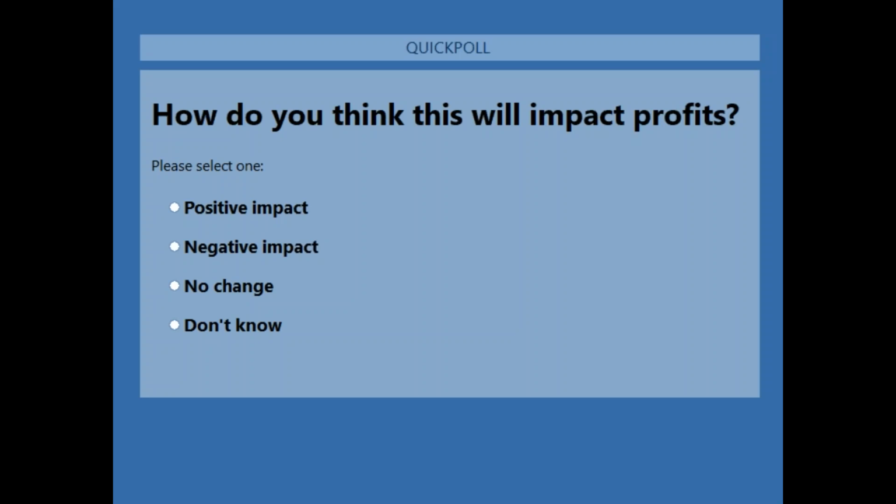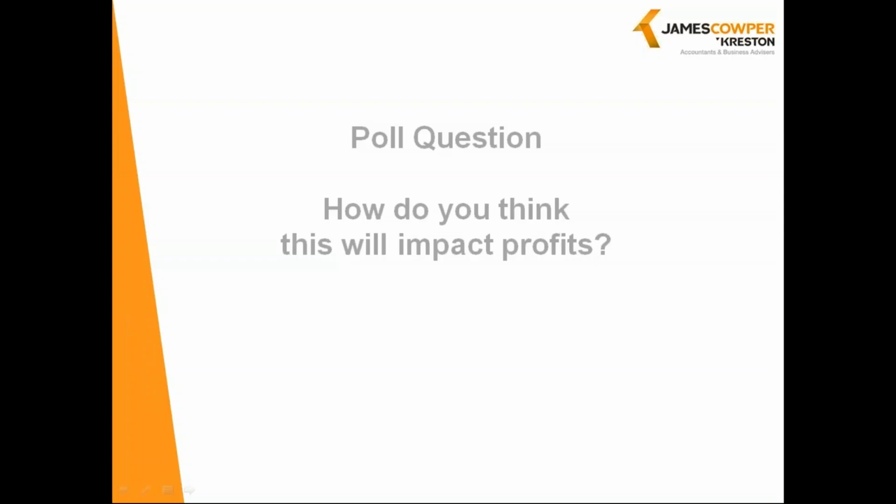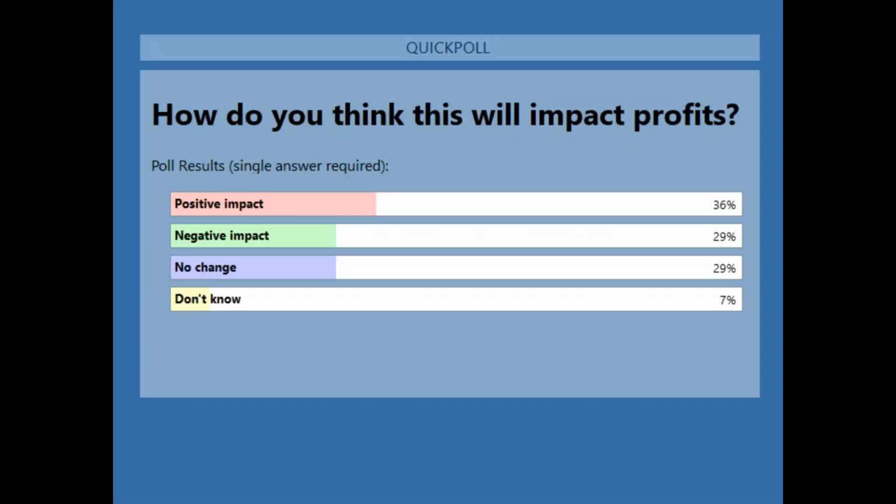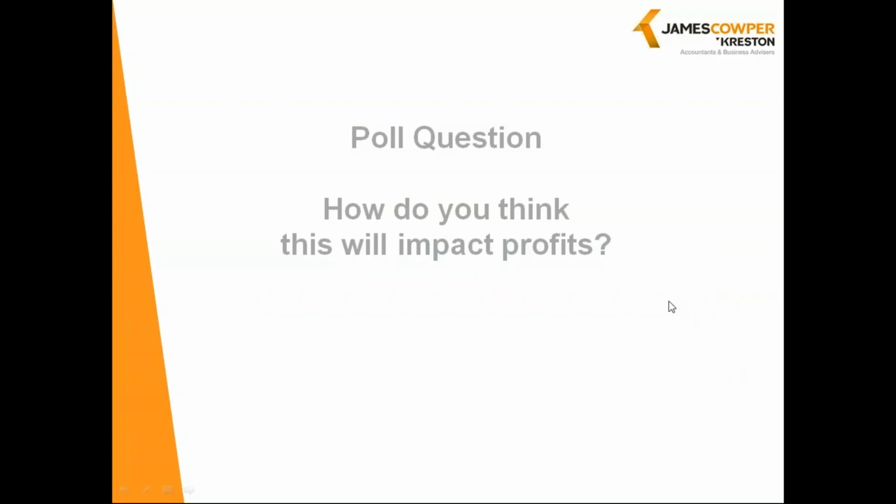Okay, so the vast majority have now voted. Thank you, and there's quite a split really. Broadly speaking, a third of you think positive impact, a third a negative impact, and a third no impact. There's a slight preference towards a positive impact on the P&L, but you're fairly evenly split across the three. Okay, so let's see what will actually happen, and we'll do that through a worked example of a property lease.